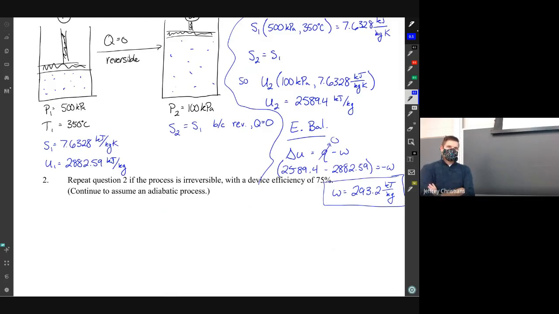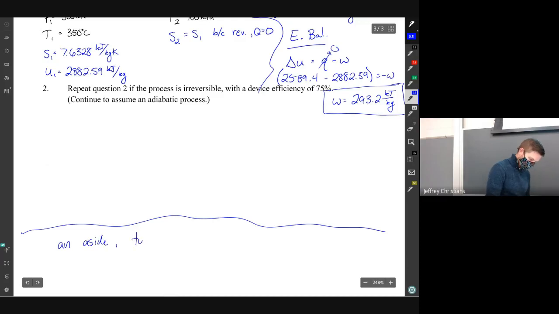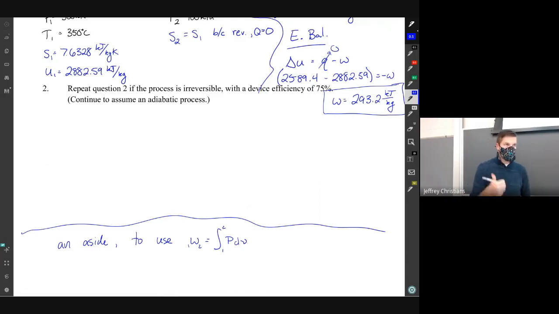Like using the pressure in the bottom? We could. So we could use the equation that we did before. The challenge is we would have to solve, let's, I guess, come back down over here. To use work, the integral from 1 to 2 of, remember what it was? It was P dV. We could 100% use that.